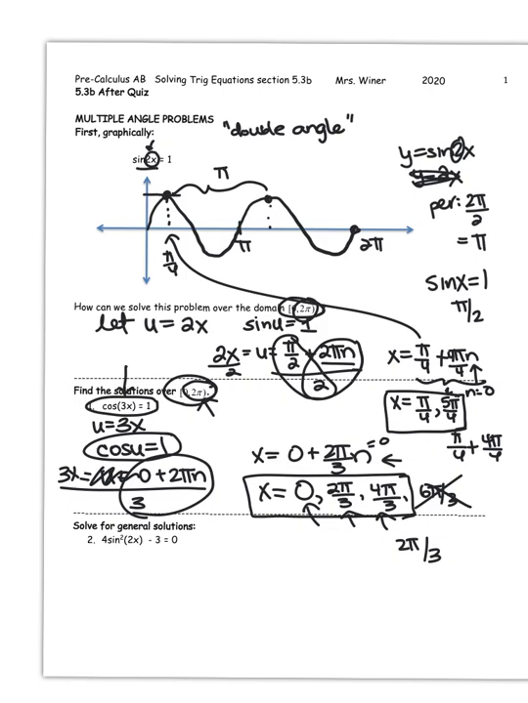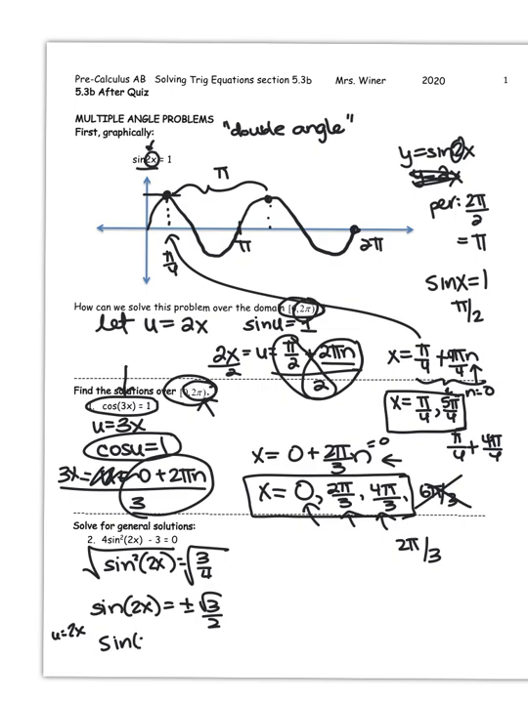All right, so let's solve here. First, I'm going to isolate sine squared of 2x. Take the square root, plus or minus the square root of 3 over 2, which is something that we know. It's a unit circle problem. So now I'm going to say let u equal 2x. Sine of u equals plus or minus the square root of 3 over 2.